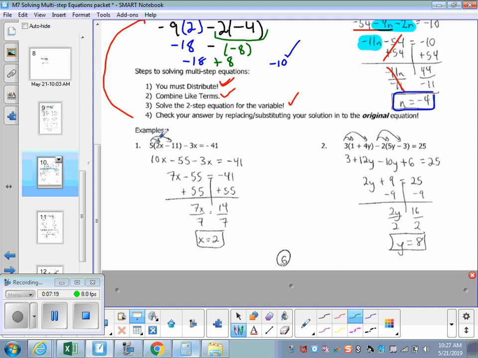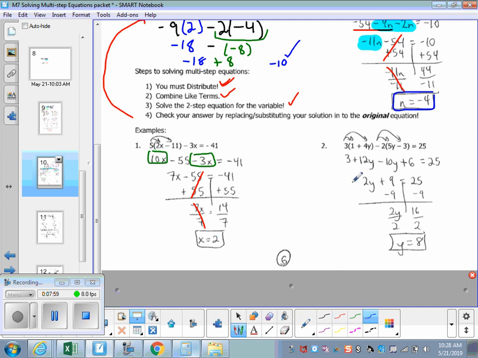So for number 1 here, I'm distributing. I've got 5 times 2x is 10x. 5 times negative 11 is my negative 55. So that takes care of the distributive step. Now I'm ready to combine like terms, and 10 minus 3 is positive 7x, and then I just bring down my negative 55. Since I now have two terms, I'm ready to drop the line and solve. I'm going to add 55 on both sides to get rid of the constant, and negative 41 plus 55 is my 14. Now I'm going to divide both sides by the 7 to get rid of the coefficient, and x is by itself, and we get that x is 2.